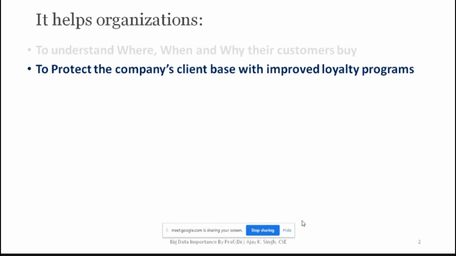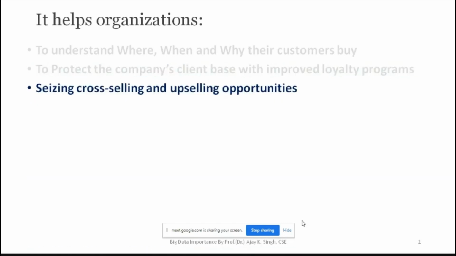So by using this big data, by using analysis of this big data, you are going to give a review also in your e-commerce. So by using those different comments, they are going to change their product according to the choice of your client. Fine. Coming to the next point. Now, seizing cross-selling and upselling opportunity.